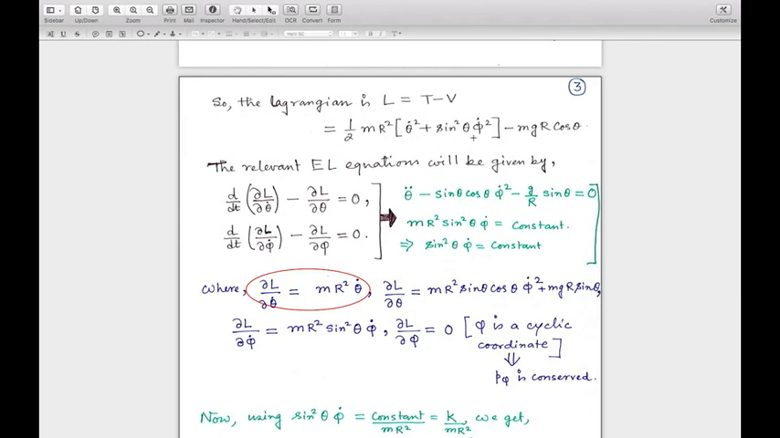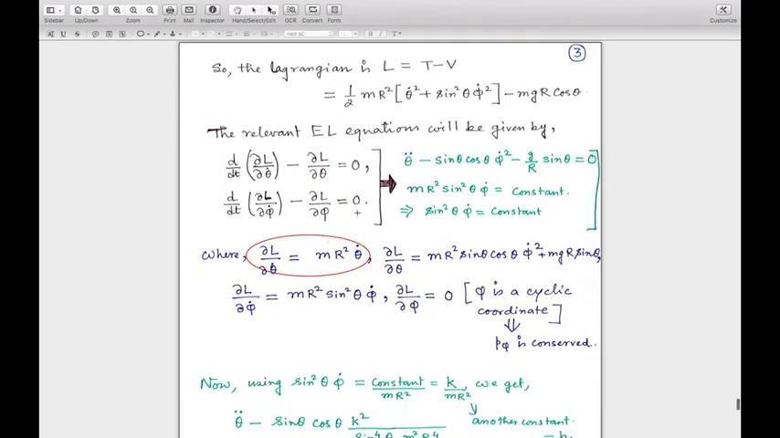And del L del theta, if you do from here, you can see that you have two contributions. From this contribution, it will be half m r square phi dot square times 2 sine theta cos theta. So finally it will give you m r square sine theta cos theta phi dot square, and from the potential term, minus mgr minus sine theta, that will be plus mgr sine theta.